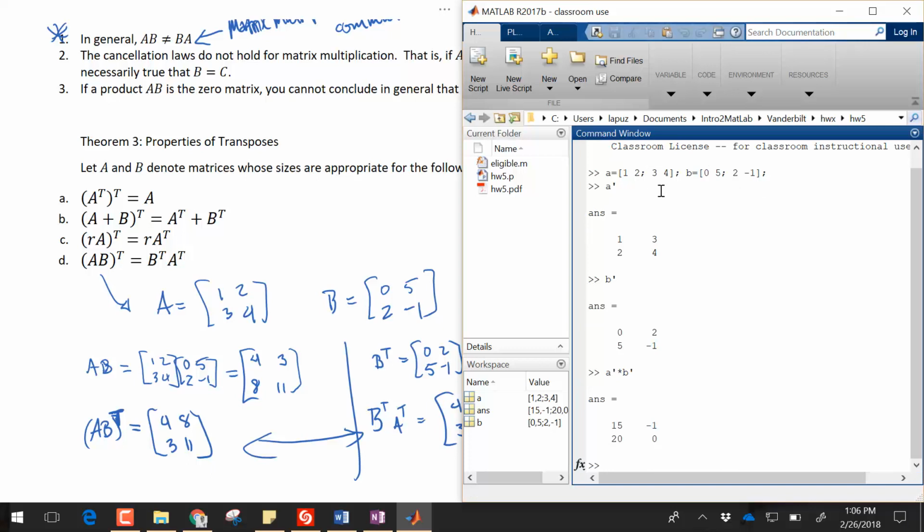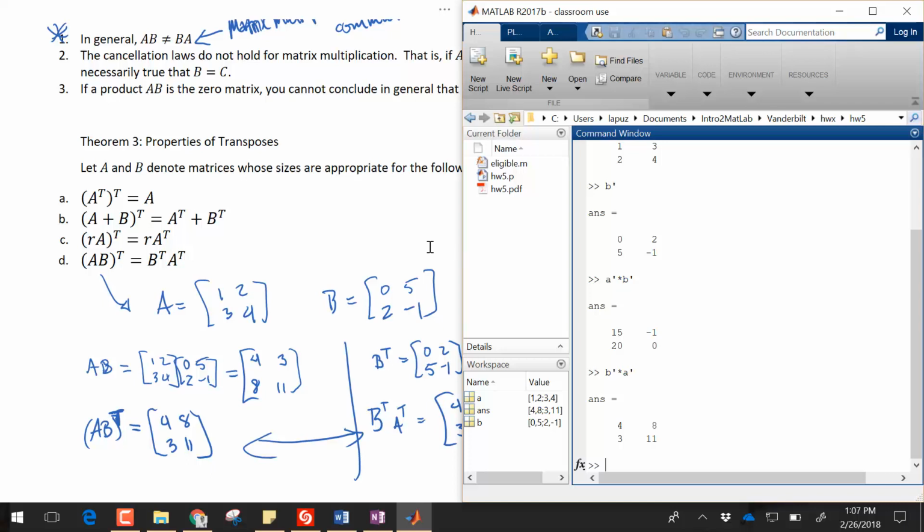And if you do the multiplication with just the regular star, that's your regular matrix multiplication. And the component-wise multiplication is with a dot star, right? So anyways, the answer that we got here is different from B transpose times A transpose, which was the correct answer that we were looking for. Okay. So this is how you can use MATLAB to do your matrix multiplication for you.